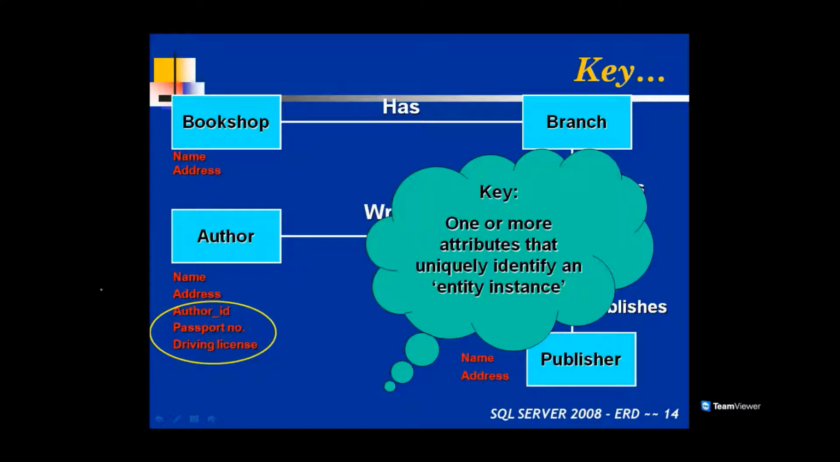But out of author ID, passport number, and driving license number, what is the primary key? The primary key would be author ID, because every author will have an author ID. That would be the primary key. You will also have a passport number.